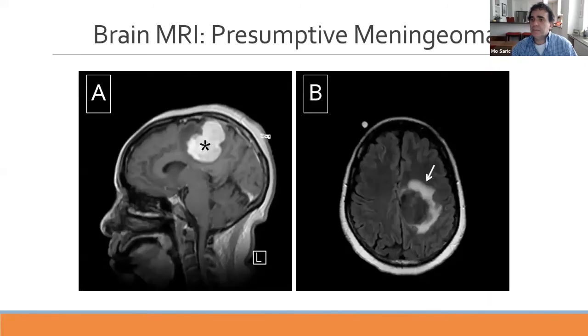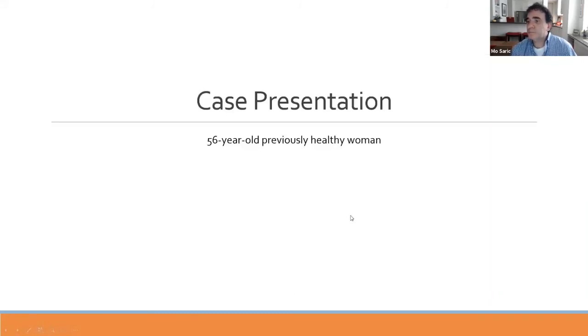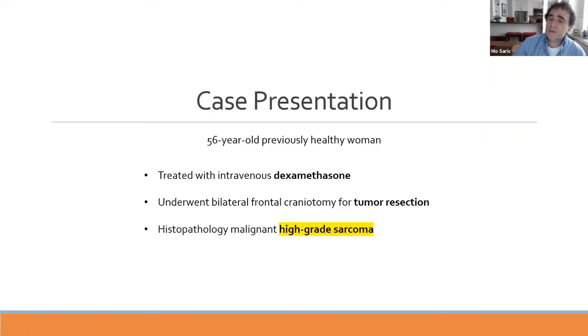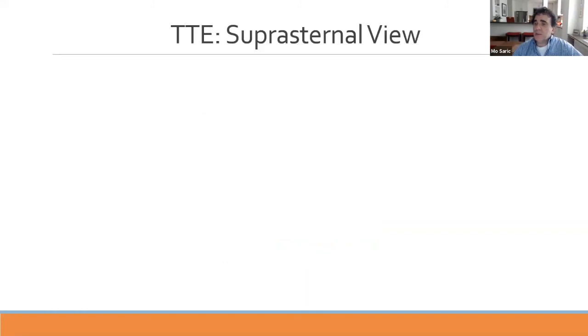And this is her brain MRI with the large mass in both sagittal cut on the left and the axial cut on the right. So she was treated with intravenous dexamethasone and underwent bilateral frontal craniotomy for tumor resection. To the surprise of neurologists and neurosurgeons, this was not a meningioma. This was unfortunately malignant high-grade sarcoma. And the transthoracic echocardiogram was ordered in preparation for chemotherapy.